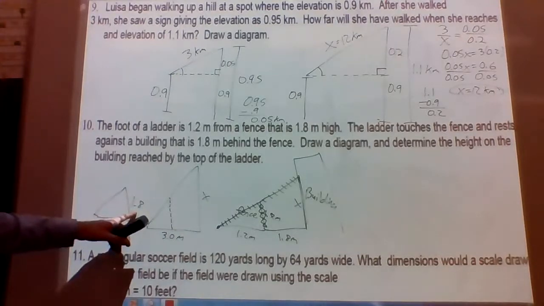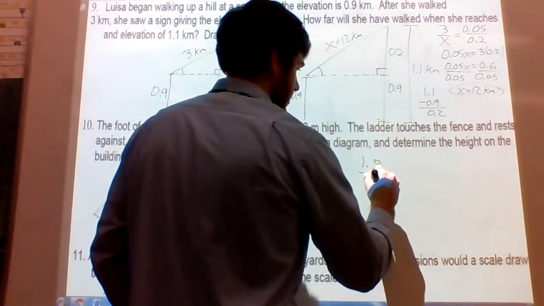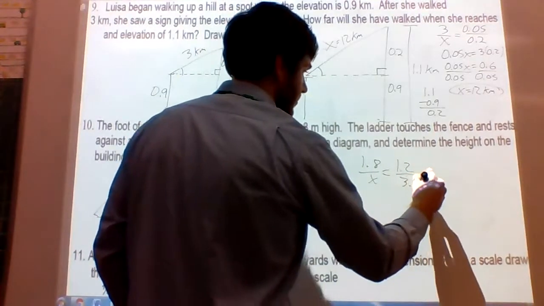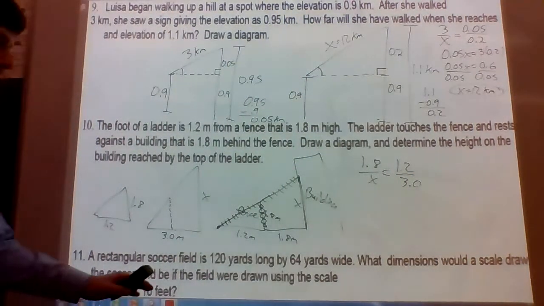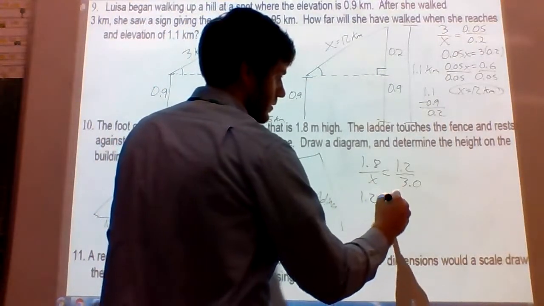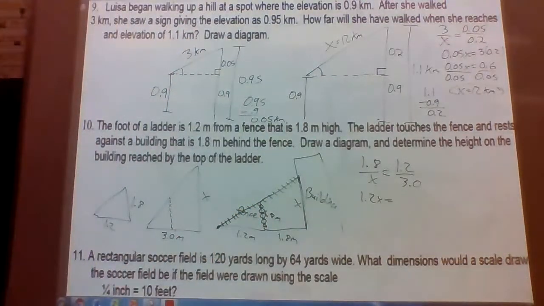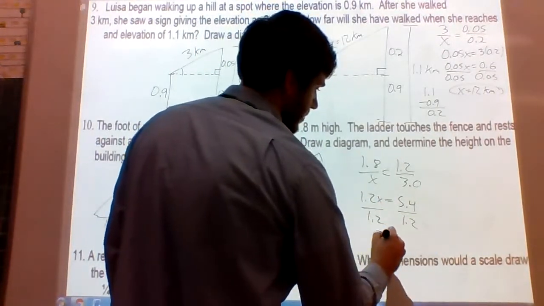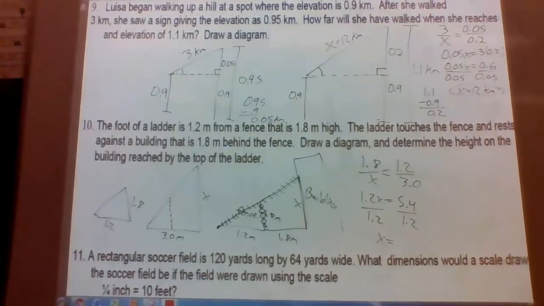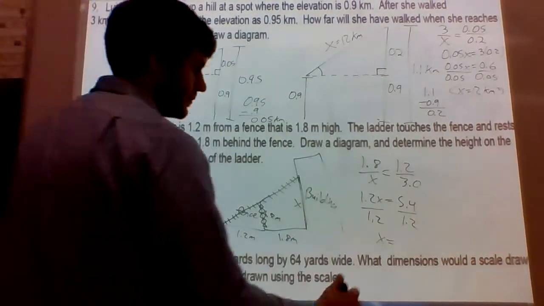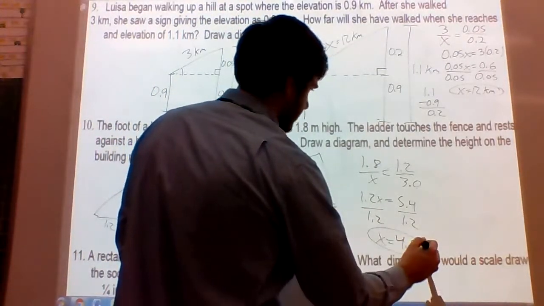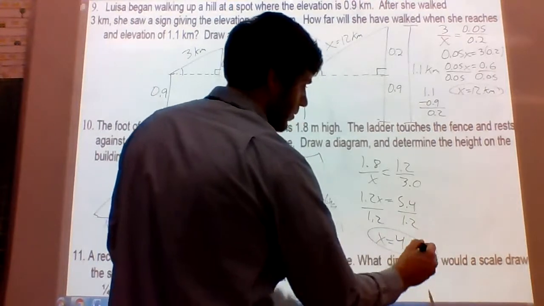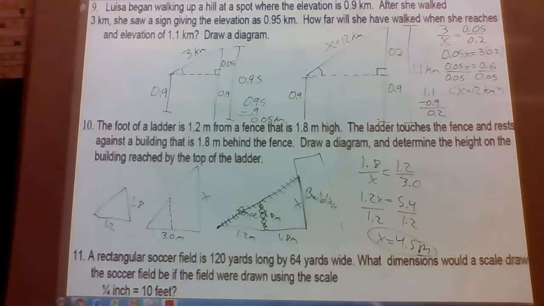Okay. So 1.8 is to x as 1.2 is to 3. So cross multiply: 1.2x equals 3 times 1.8, which is 5.4. Divided by 1.2, we get 4.5, and that is in meters. 4.5 meters. So the ladder is going to reach 4.5 meters up the building.